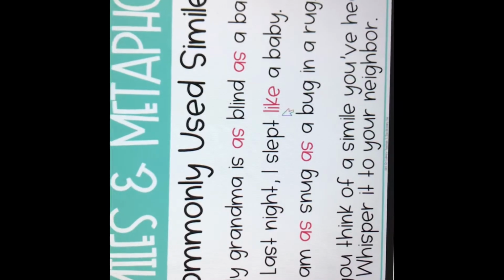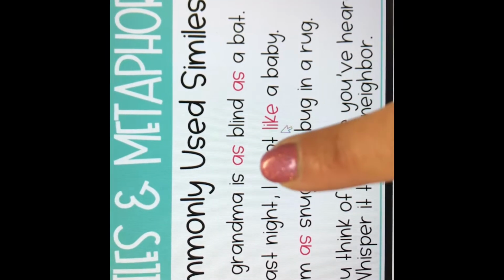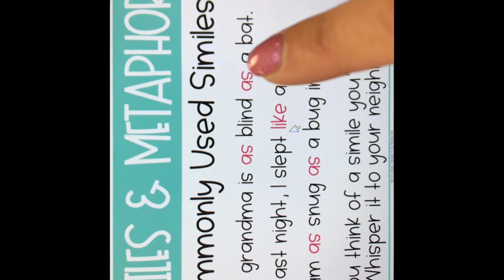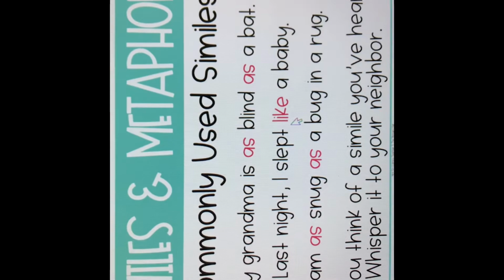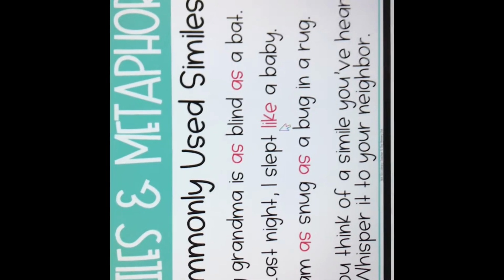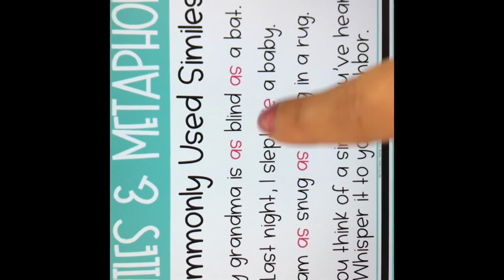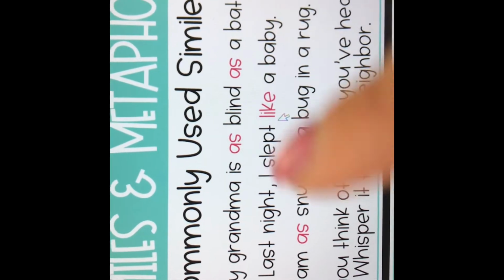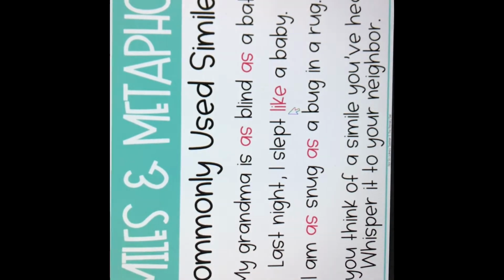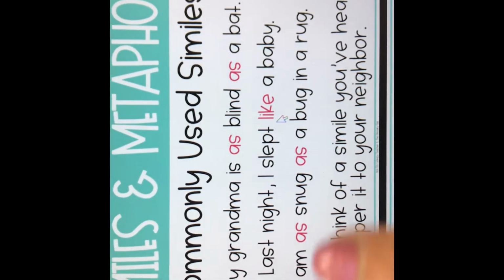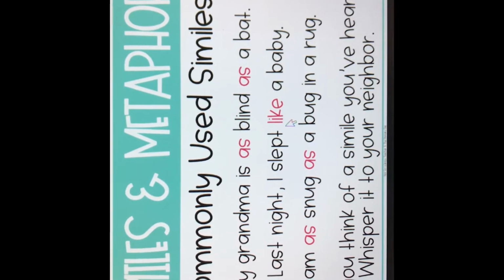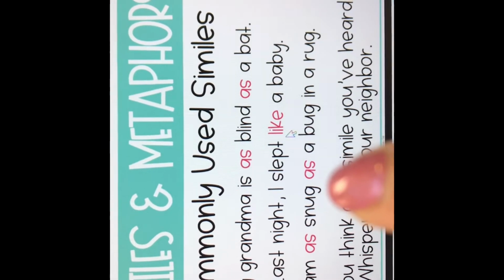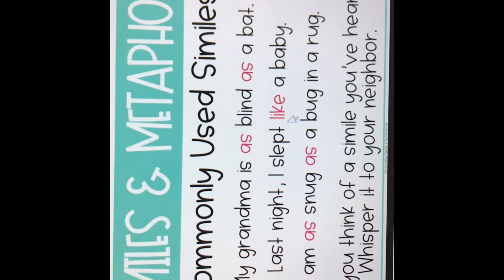So using figurative language here, he is comparing how blind his grandma is to a bat. So can your grandma really be as blind as a bat? Maybe so, but this is figurative language, so it really cannot happen. So last night I slept like a baby, okay? Obviously adults can't really sleep like babies, but that just means you're sleeping very comfortably. You had a really good night's sleep. And then I am as snug as a bug in a rug. So bugs get stuck under rugs sometimes, so this might mean you're very comfortable when you're laying or sleeping.